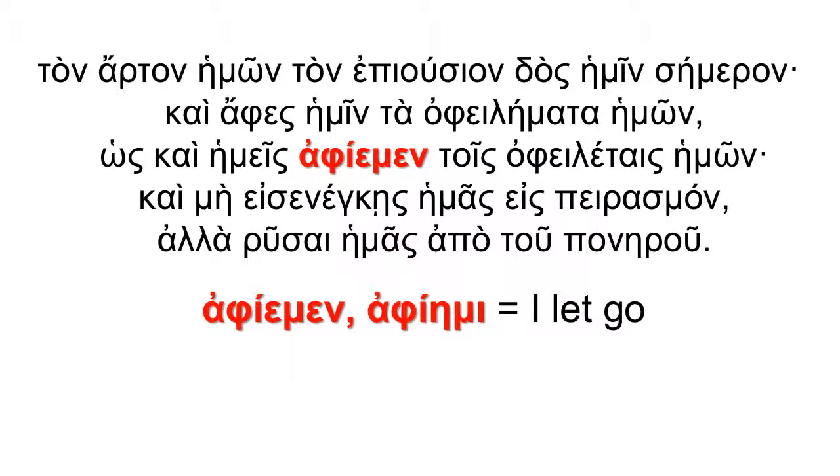ἀφίεμεν. We saw this verb in a different form in the previous line. The verb is ἀφίεμι in the present tense. And then it's conjugated ἀφίεμι, ἀφίς, ἀφίσι, and so forth and so on. ἀφίεμεν is we let go. ἀφίεμεν, we let go. Okay? We let go of what? Τοῖς οφειλέταις ἡμῶν. Okay?